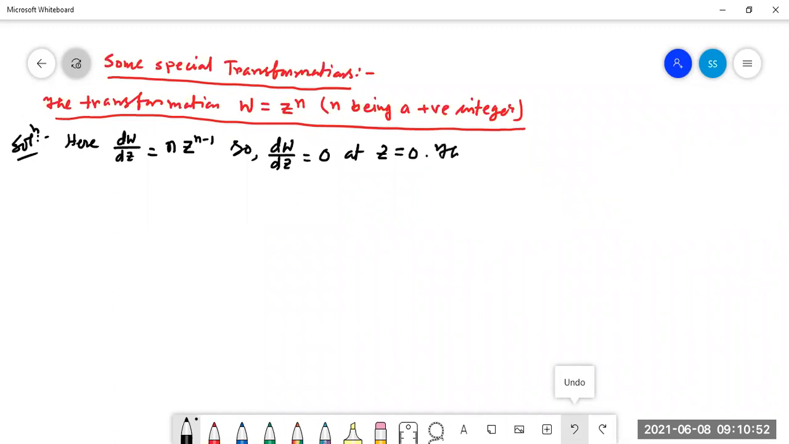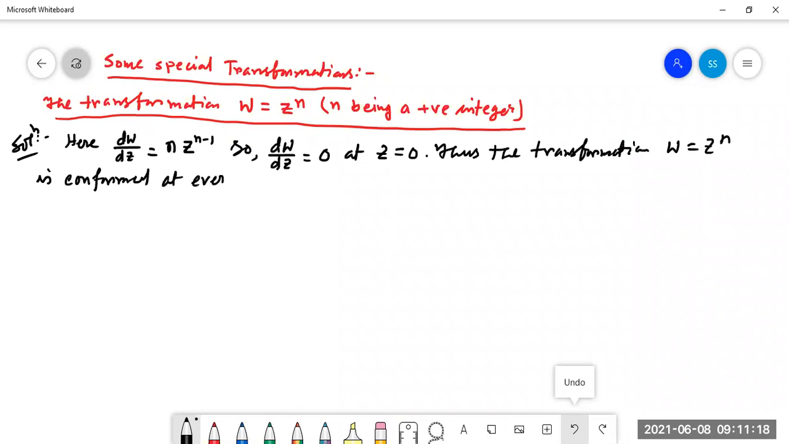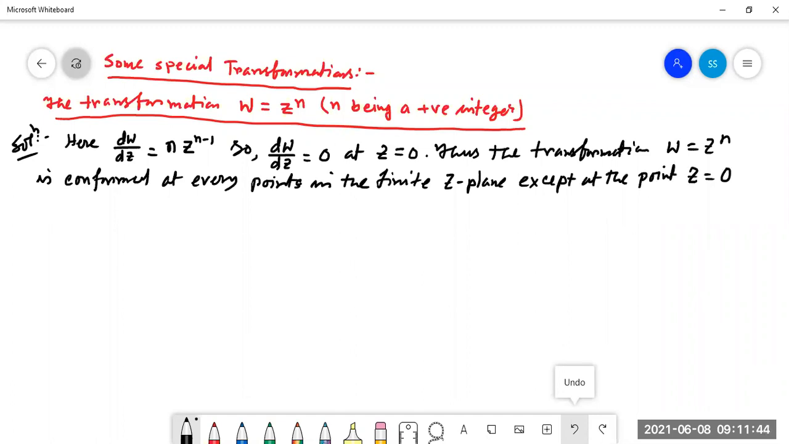Thus the transformation W equals Z to the power n is conformal at every point in the finite Z plane, except at the point, which point? Z equals 0.